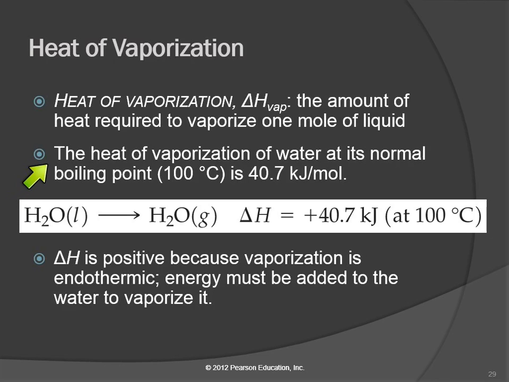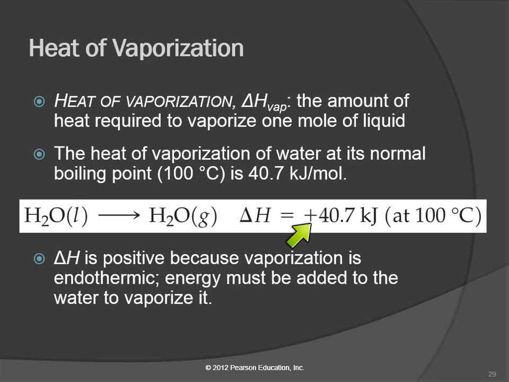The heat of vaporization of water at its normal boiling point is 40.7 kilojoules per mole. So to vaporize a mole of water at the boiling point requires 40.7 kilojoules for every mole of water. So that's for every 18 grams of water. And we can express this in a chemical equation this way. Liquid water is being transformed into water in the gas state. Delta H equals plus 40.7 kilojoules.